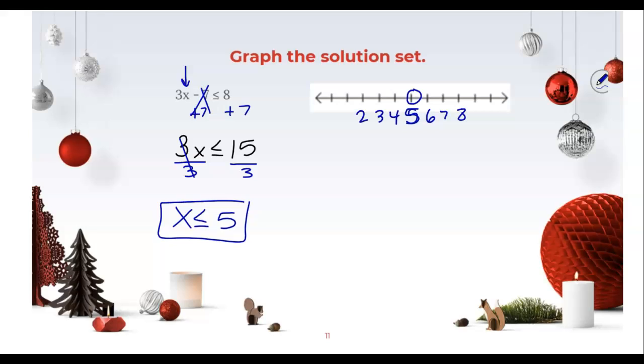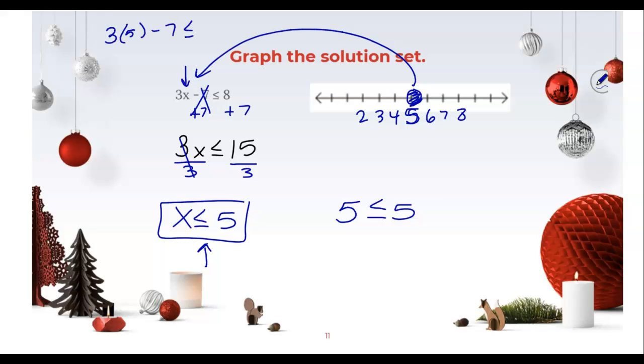All right, so we put an open or closed circle on 5, and because it's or equal to, that means 5 is part of our solution, because 5 is less than or equal to 5. If we would have plugged it into the original, 3 times 5 minus 7, is that less than or equal to 8? Well, 15 minus 7 is less than or equal to 8. Is 8 less than or equal to 8? Yes, it is. It's the equal to case.